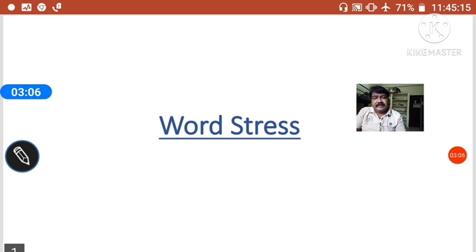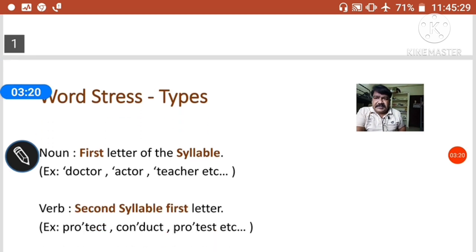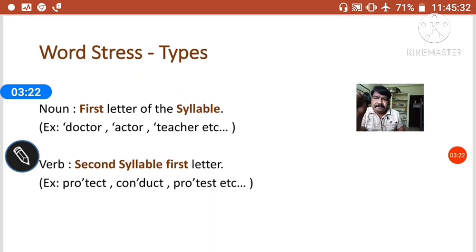What is that? Common basic rules of word stress. Okay, come on. Now let us go to our first slide about the common rules, right? Word stress types. Fine. How many types of word stress are there? There are many types, but normally the basic thing we have to keep in our mind is that we can have a maximum of two types of word stress. In later slides I will explain. Now let us concentrate on word stress types.